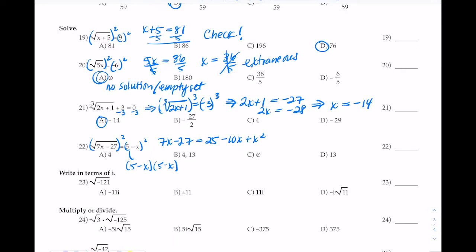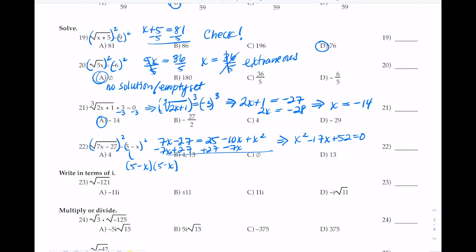Okay, now I have a quadratic, right? We talked about them. So that's an x squared. I need to make one side 0. So I'm going to subtract the 7x and put it here with the negative 10. And I'm going to add the 27 and put it here with the 25. And now you would be left with, if I rewrite this, x squared minus 17x, and then 25 plus 27 is 52 equals 0.